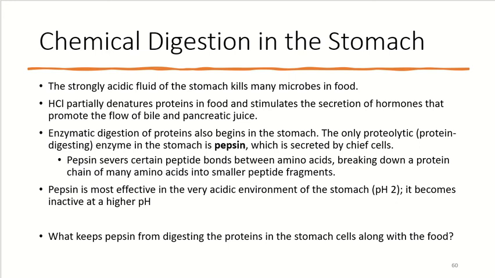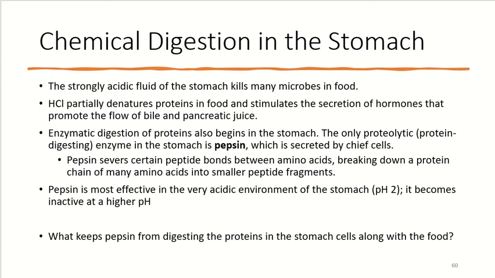Pepsin is going to sever certain peptide bonds between amino acids, and it's going to cause them to break down, breaking up that protein chain, going from many amino acids into smaller peptide fragments. Pepsin is going to be most effective in the very acidic environment of the stomach, somewhere around a pH of 2, and it's going to become inactive as the pH increases, so the environment becomes less acidic, more basic.